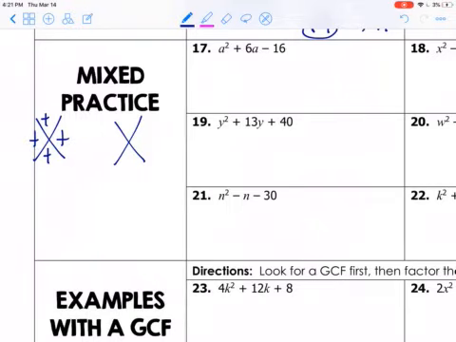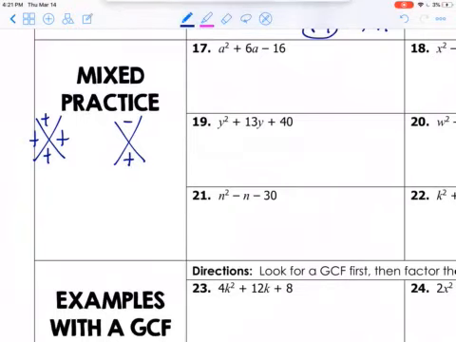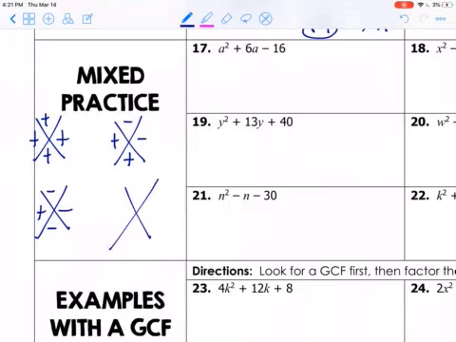If you have, let's see, what did we have next? We had a negative number on top and a positive on bottom. You're going to have one of each. Then if you have a negative on top and a negative on bottom, you're still going to have one of each. And the last one to go by is a positive on top, a negative on bottom. Your signs are both going to be negative.